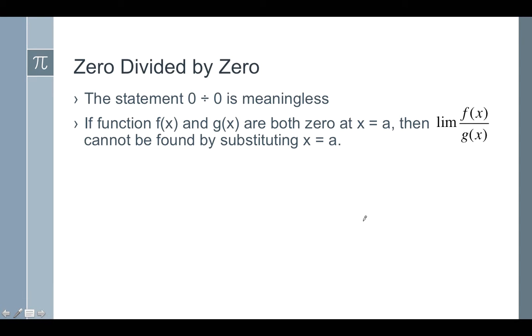So if we have functions f of x and g of x, and they're both 0 at x equals a, then the limit as x approaches a of f of x over g of x cannot be found, because when we do direct substitution, we get f of a equal to 0 and g of a equal to 0. And so we get this indeterminate form of 0 over 0.